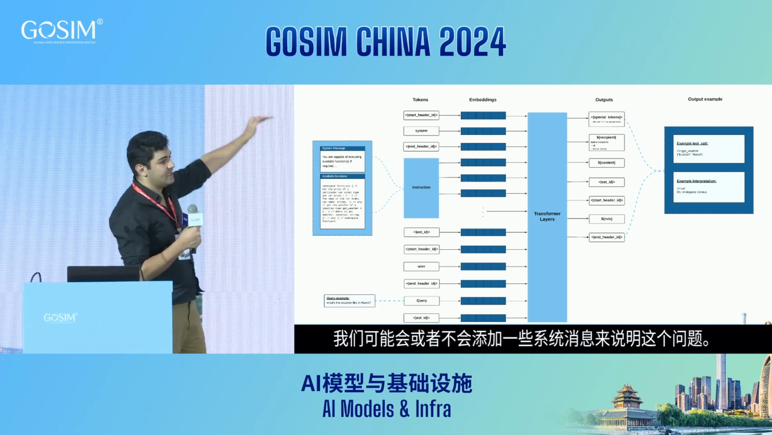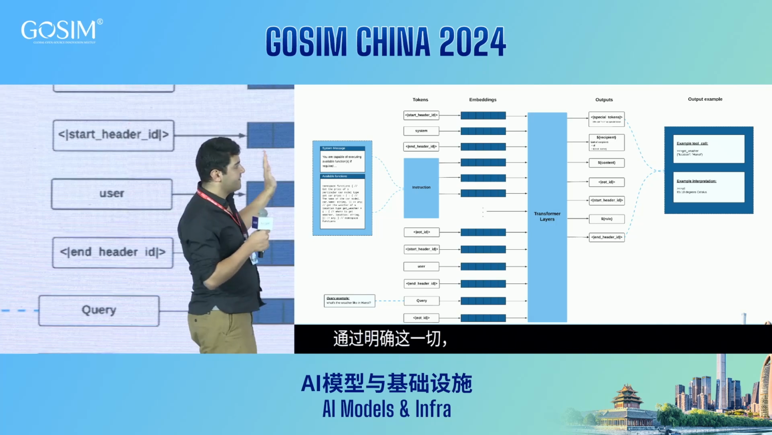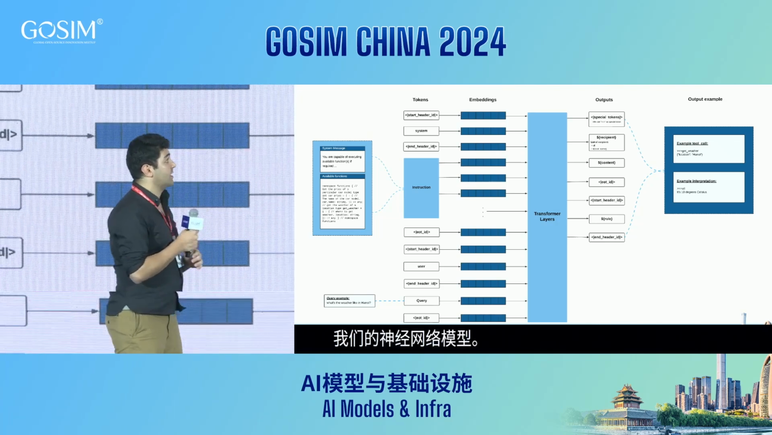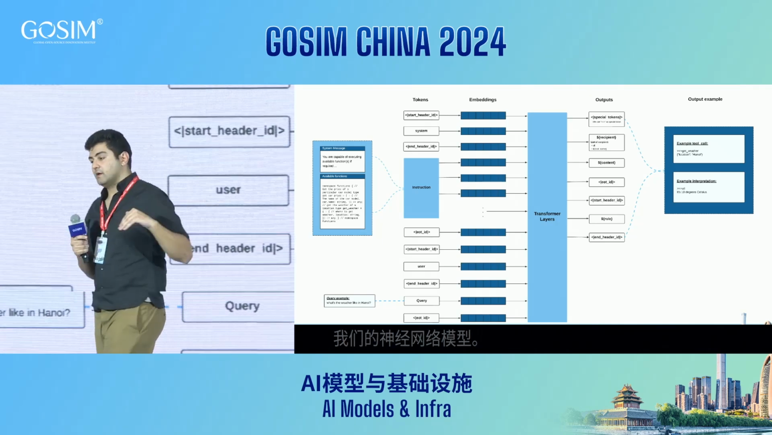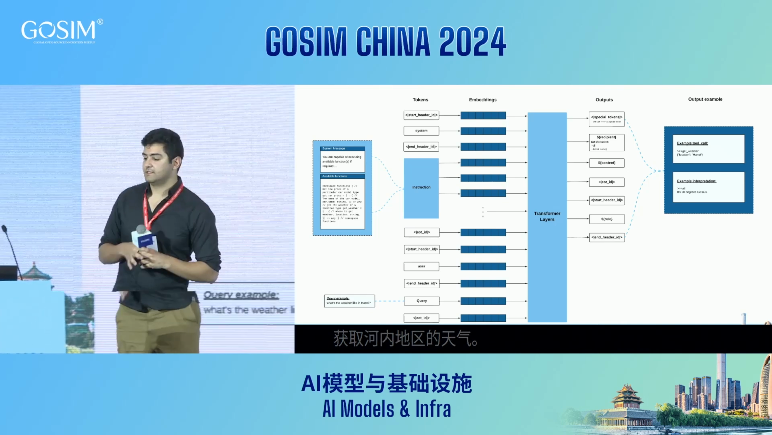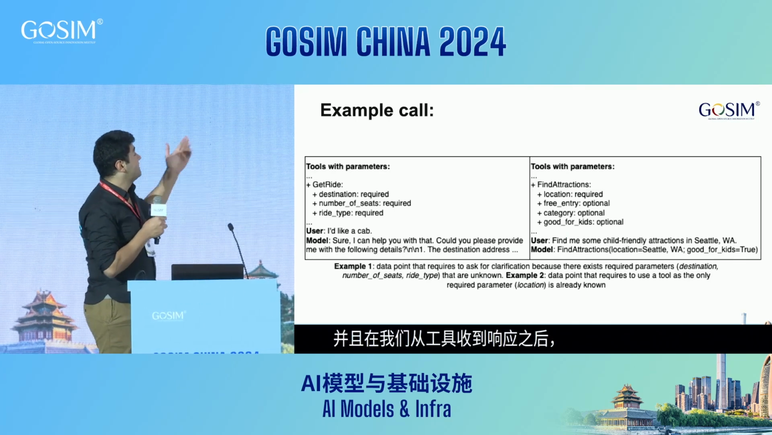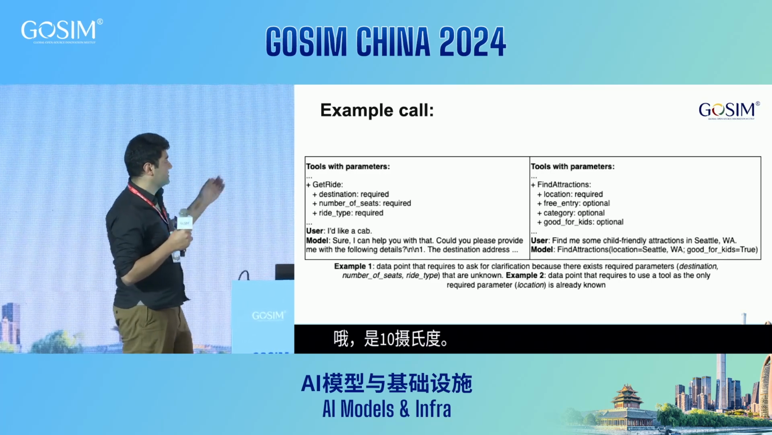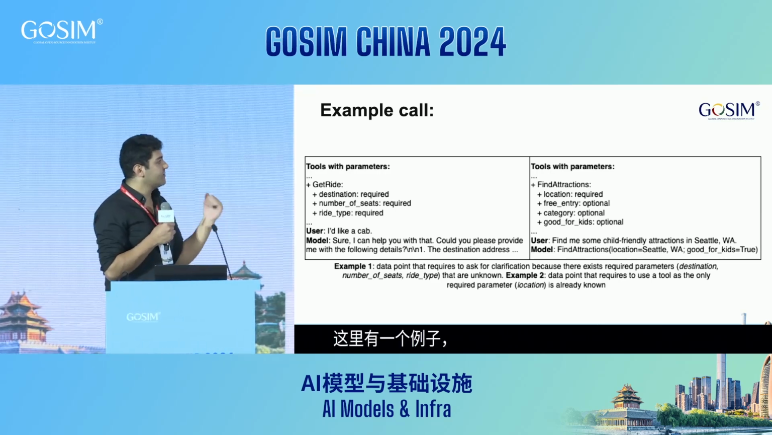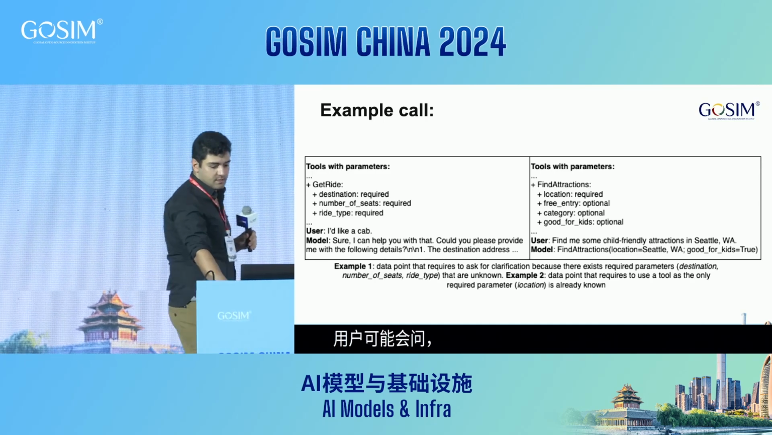And with all of that definition, we put it into our neural network model, and then the model can say, get the weather in location Hanoi. And after we get the response from the tool, it can interpret and say, oh, it's 10 degrees Celsius. Another example here, we have a getRide function defined, and the user might ask, I'd like a cab, but it should ask, okay, I can help you with that, but could you tell me the destination for the taxi? So, yes, I'm going to skip.